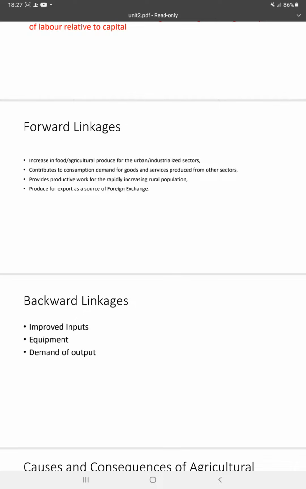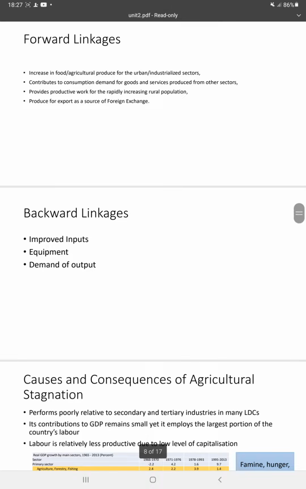Okay. There is an increase in the food or agricultural produce that is being produced for urban or industrialized sectors. It provides productive work for the rapidly increasing rural population. So there is productive work for the rapidly increasing rural population. The produce for export as a source of foreign exchange. Again, these are some of the forward linkages.